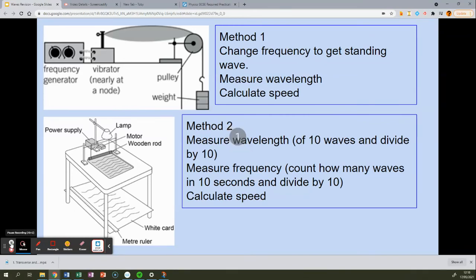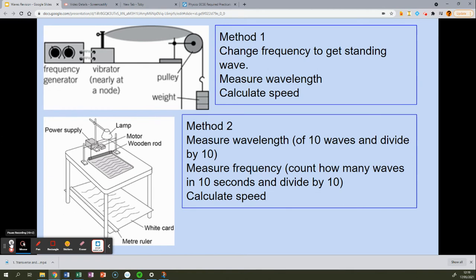Okay, video number 2 about the required practical in the waves topic. There are 2 methods that you need to be familiar with. In method 1, a wave is created in a piece of string or a piece of elastic with a vibrating device, and the string is stretched over a pulley and held in place by a weight.